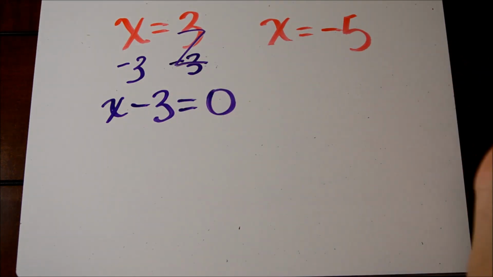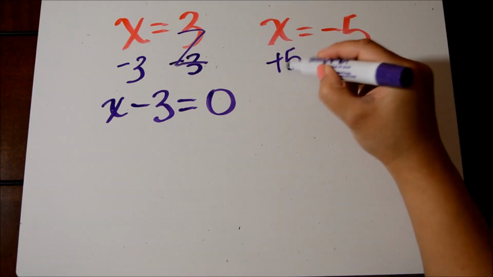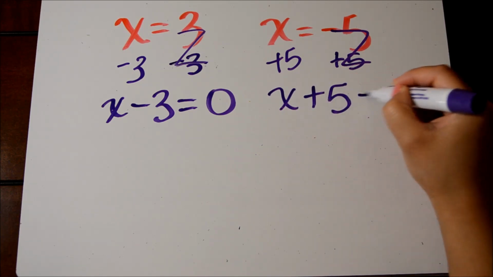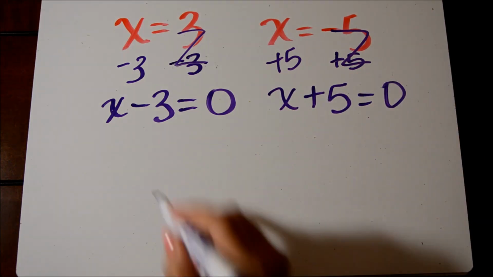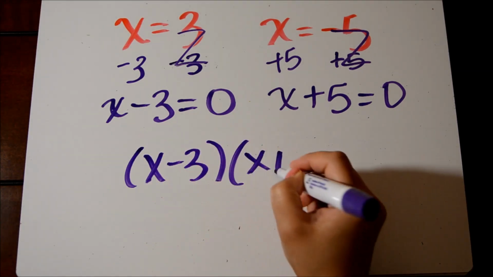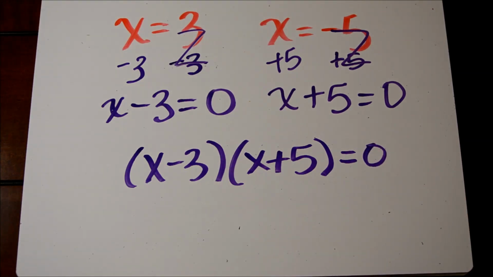And then here, we're going to add 5 to both sides to zero it out on the right-hand side, and we get x plus 5 equals 0. Those are our two factors, so we're just going to write them in parentheses. We have x minus 3 times x plus 5 equals 0, and there is our quadratic equation in factored form.